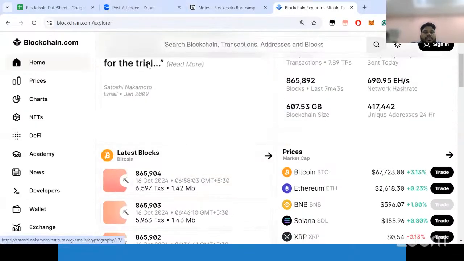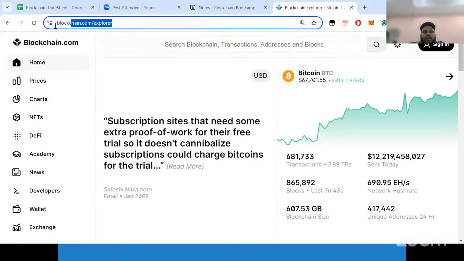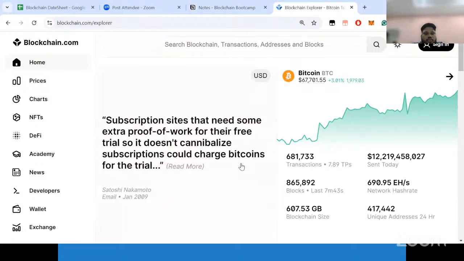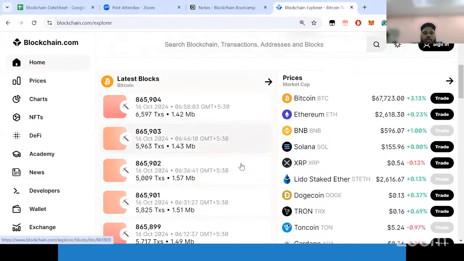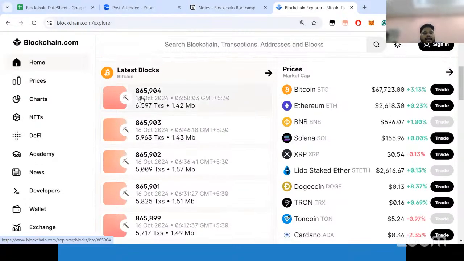See, this is the blockchain.com Explorer. This is basically what we call our blockchain.com Explorer. The moment you come to the home page, you see all the latest blocks. As of today, 865,904 blocks have already been created with regards to Bitcoin. Already there are this many blocks created with Bitcoin.